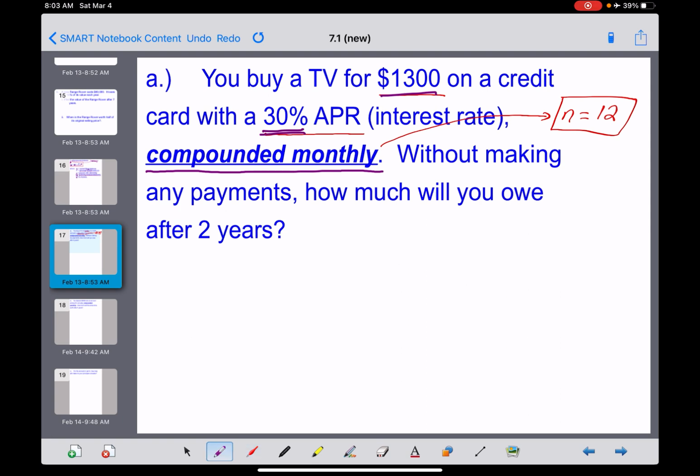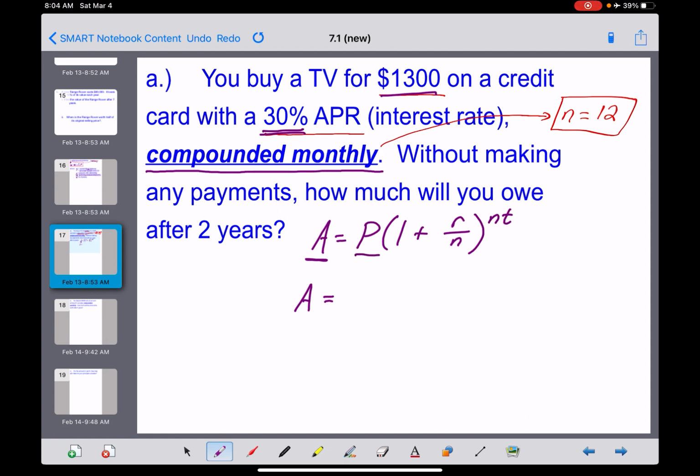All right, guys, we're going to use the formula we just wrote down. A equals P times 1 plus R over N raised to the NT power. So without making any payments, how much will we owe after 2 years? It is a question of what is our final balance. So we don't know what A is, so we just leave that as a variable. But that means we better know the value of everything else.